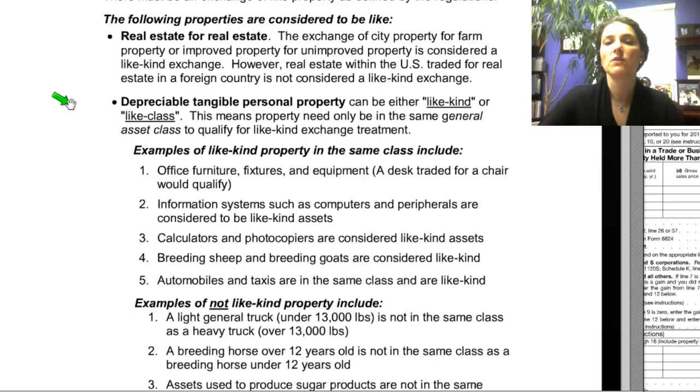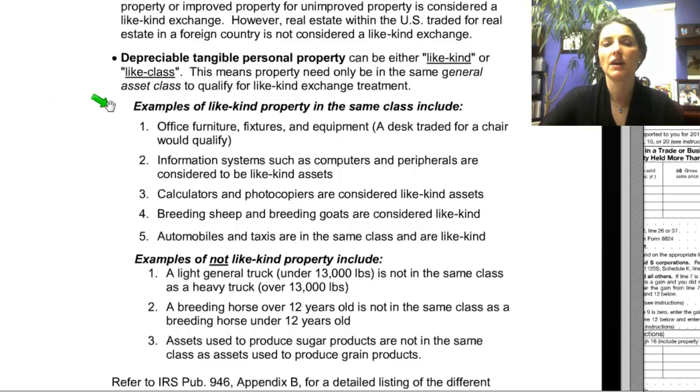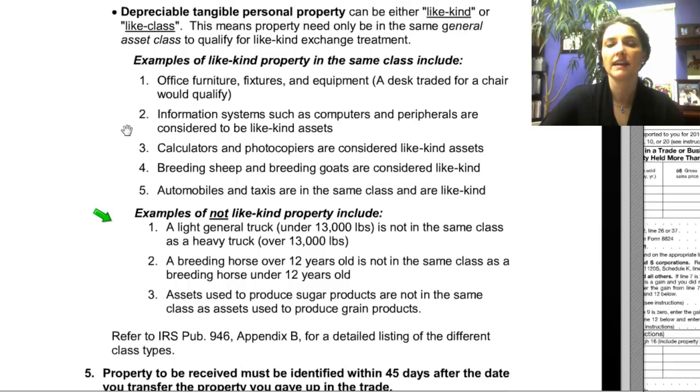This means the property need only be in the same general asset class to qualify for like-kind exchange treatment. Examples of like-kind property in the same class include office furniture, fixtures, and equipment. A desk traded for a chair, for example, would qualify because they belong to the same class. Information systems such as computers and peripherals are also considered to be like-kind assets. Calculators and photocopiers are considered to be like kind, and breeding sheep and breeding goats are considered to be like kind. Automobiles and taxis are in the same class and are also considered like kind.